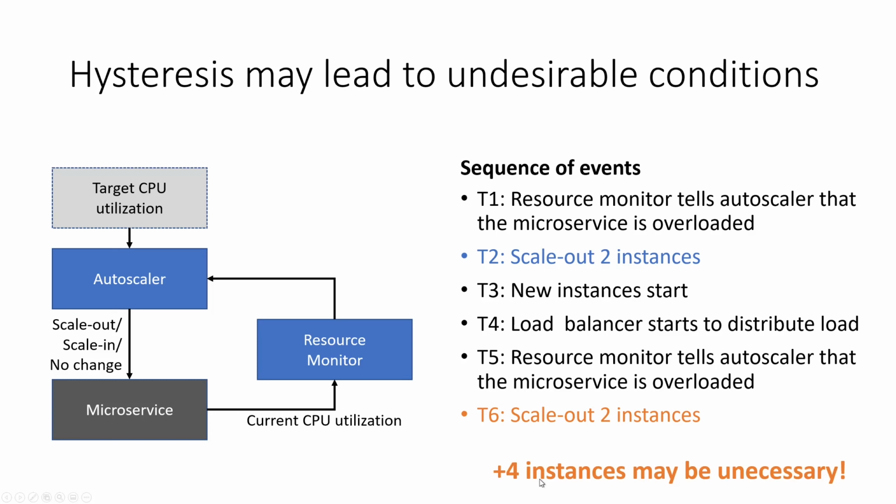But 4 instances may be unnecessary. Maybe just the first 2 would be enough, and we should have just waited a little bit longer for CPU utilization to decrease. But here we didn't wait. We just notified the autoscaler that utilization was still high, and then it decided to create 2 additional instances, which might be too many. So we might waste some resources because we didn't wait for the CPU utilization to converge.